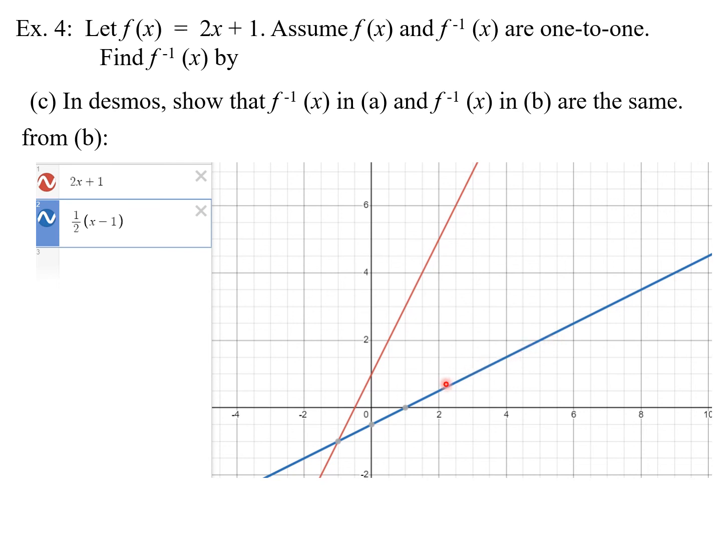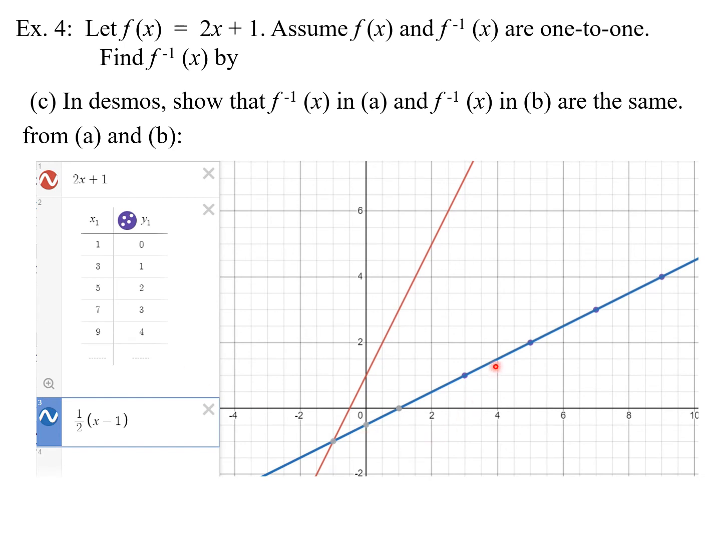Now, how do the data points in part A match up with the line in part B? Well, they're the same. So here I plotted them all in the same window. The data points in A match up with the equation of the line that we found in B. So that does indeed show that they are the same.